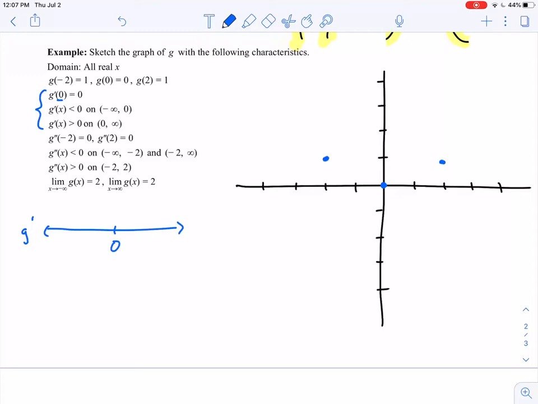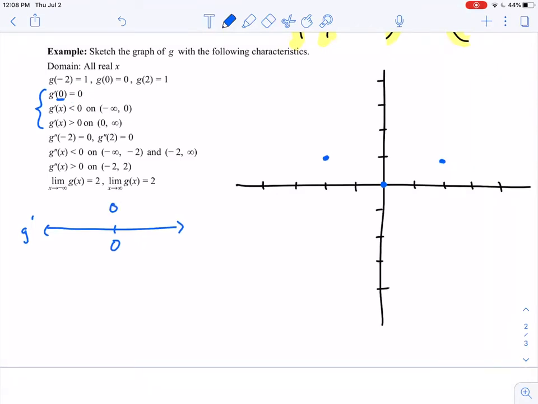So I'm told, first of all, that g prime of 0, remember this guy right here, this is really an x value. That's what this represents. So I'm told that g prime of 0 is equal to 0. This is saying that the derivative of our function is 0 at x equals 0. So I'm going to put a little 0 right above there. And what that tells me is whatever my function looks like, I should have a horizontal tangent line at x equals 0.